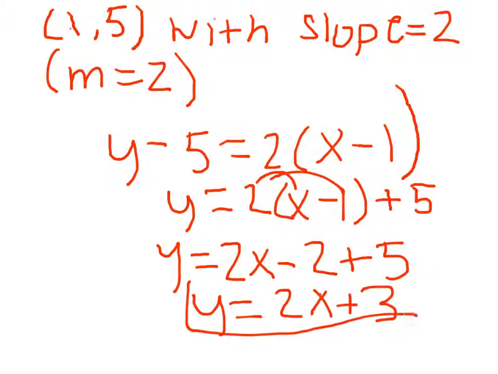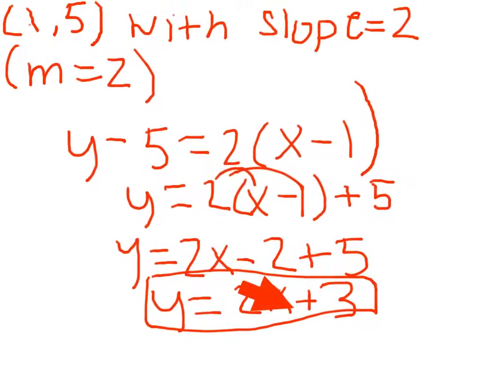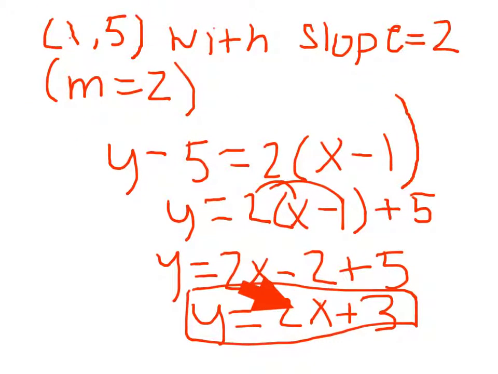So that's the equation in y equals mx plus b form, with the 2x right here, that's your slope, and then the 3 right there, that's your y-intercept. So on the graph, there would be a point on the 3.